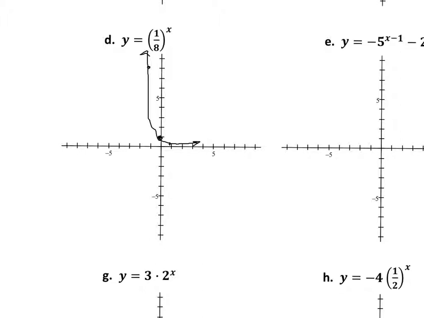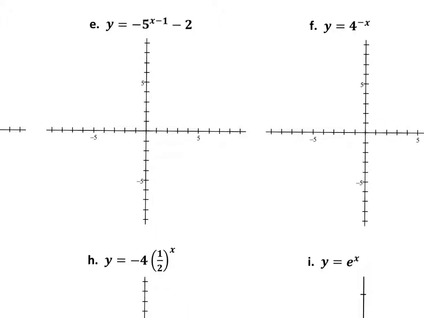All right, so now what's that negative sign going to do? That's going to flip it over the x-axis, correct? So we're going to change the sign of our y's, add 1 to the x's, and subtract 2 from the y's.